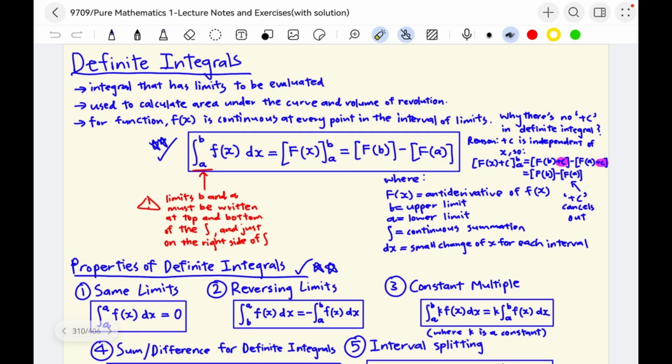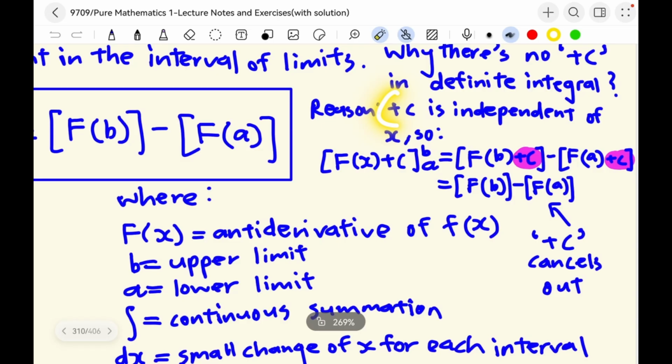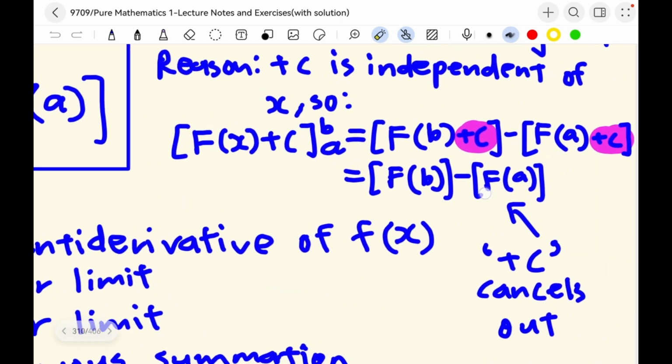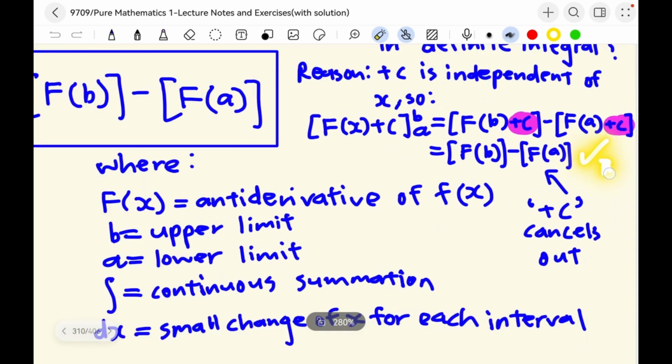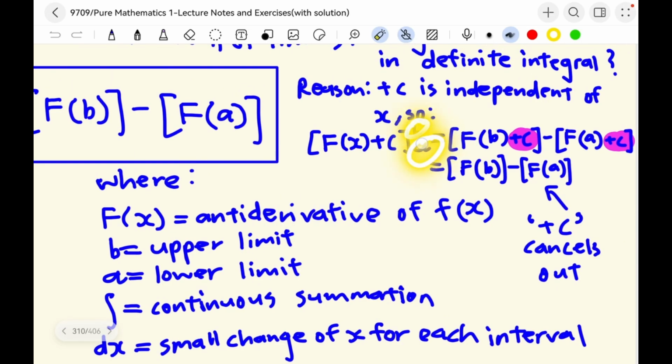Many of you ask why there is no plus c in the definite integrals. Here is the reason: the plus c is independent of x. But I know that this statement alone is obviously not enough for you to understand, so here is the explicit explanation. After you have integrated f(x), you try to add plus c. Eventually, each limit has to be substituted inside, for the first and the second.